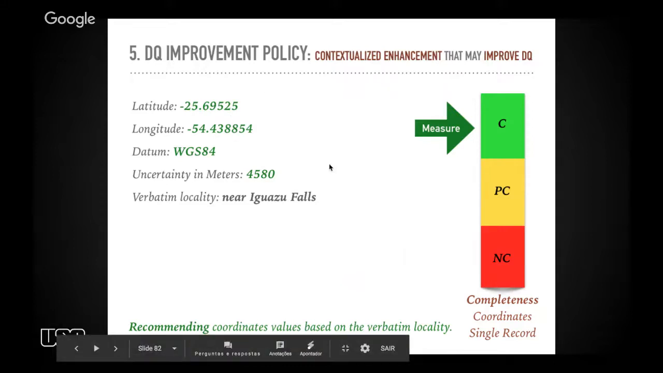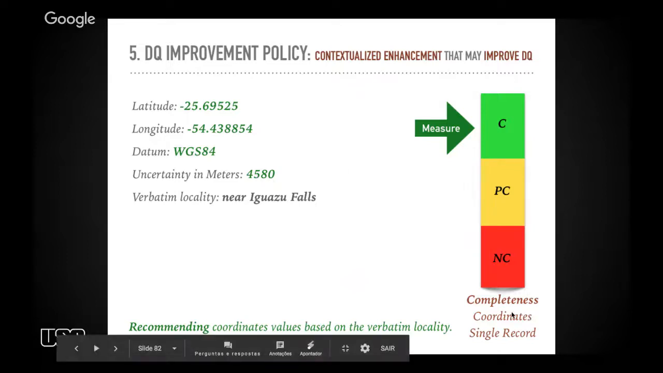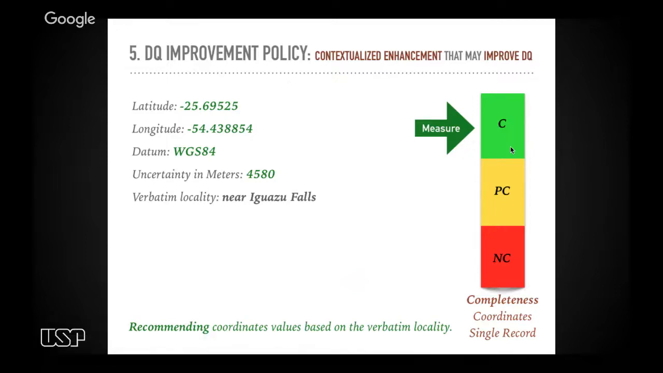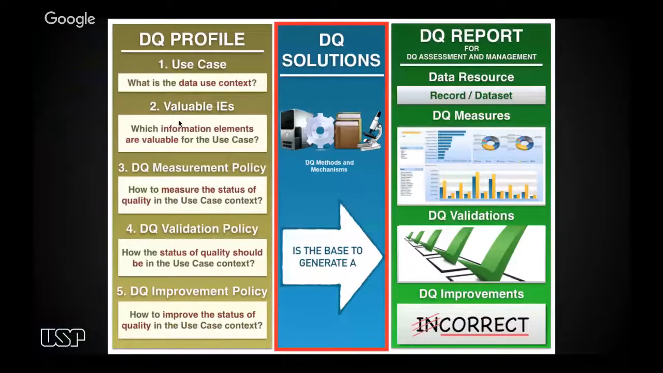I have all the fields supplied, of course, with not good precision. The uncertainty in meters is not very good, but in the dimension of completeness, I now have data that has a complete coordinate. So the data quality profile has described what we have to do to measure the quality, to say how good this quality should be, and how to improve the quality for data to be suitable for use in this context.